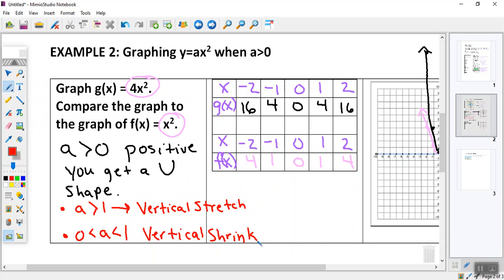Okay. All right. So kids, here's my question for you. If A is a positive value and it gets a U shape, what do you think A is going to do if it's a negative value? What do you think will happen if A is a negative value? It'll be an N, like an arch type? Yeah. Okay. Let's try it.